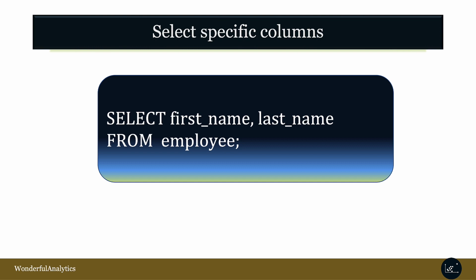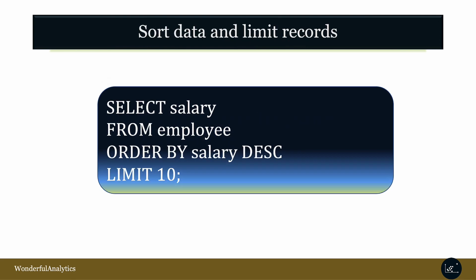Here's another example. In this syntax, we are selecting first name and last name from the employee table. It will return names for all the employees from that employee table. The third example here is a bit involved. Here we are looking into the salary from the employee table, sorting them in descending order and only printing the results for top 10 records.